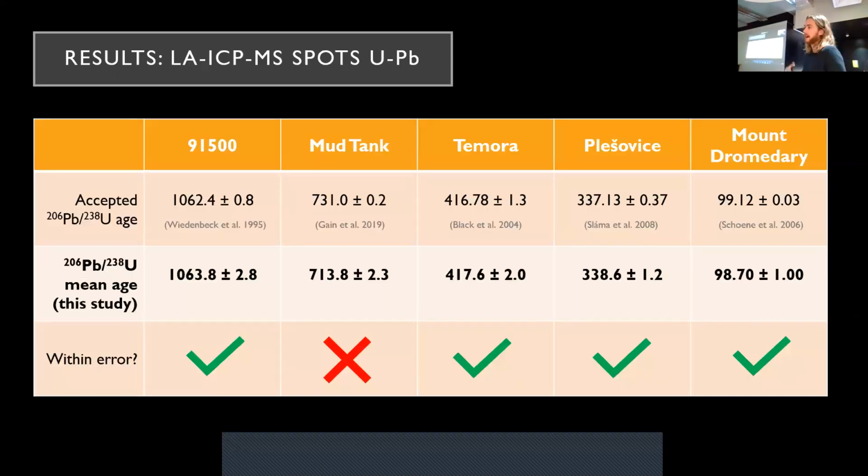However, when you average them, we get some pretty promising results. So for 91500, Temora, Plesovice, and Mount Dromedary, when you get the mean of all of those spot analyses, it's actually within error of the accepted age, which is great. That's good to know for us. Except Mud Tank. Mud Tank's apparently 20 million years younger, which is bad for a reference material.